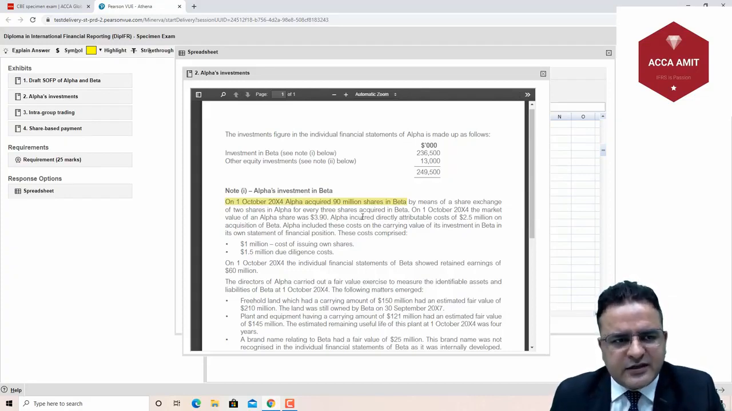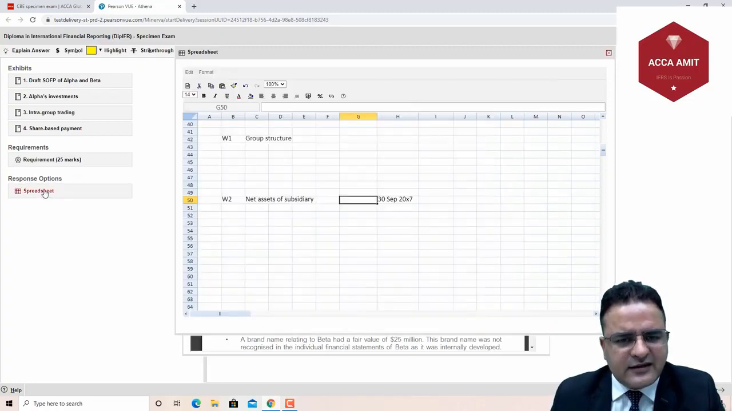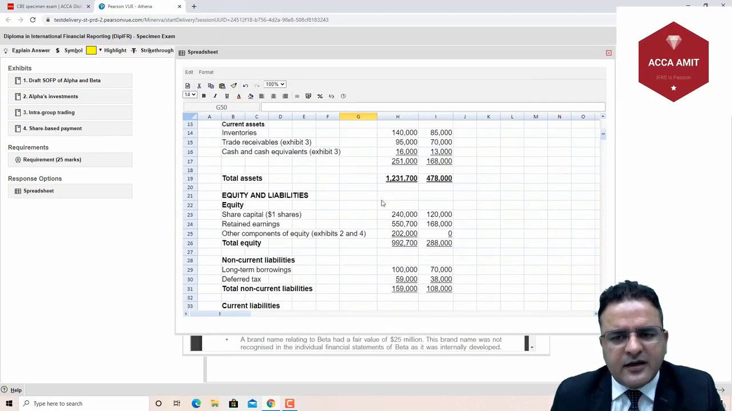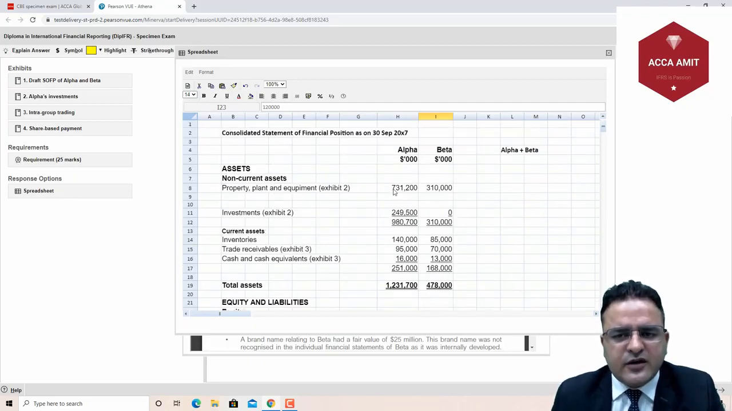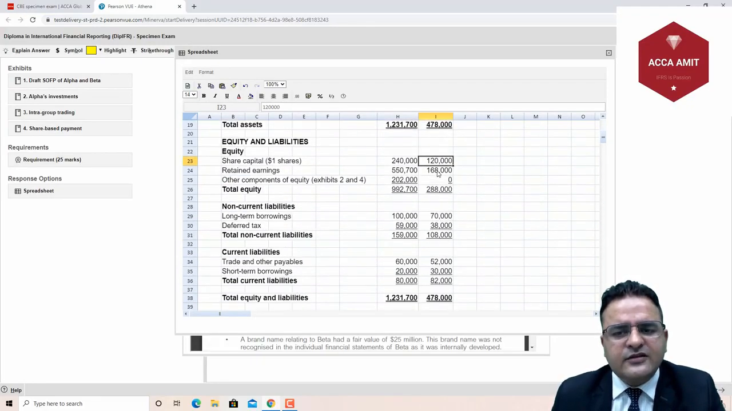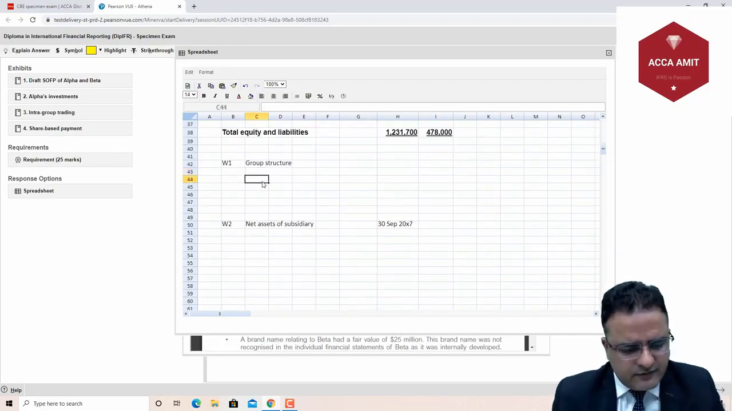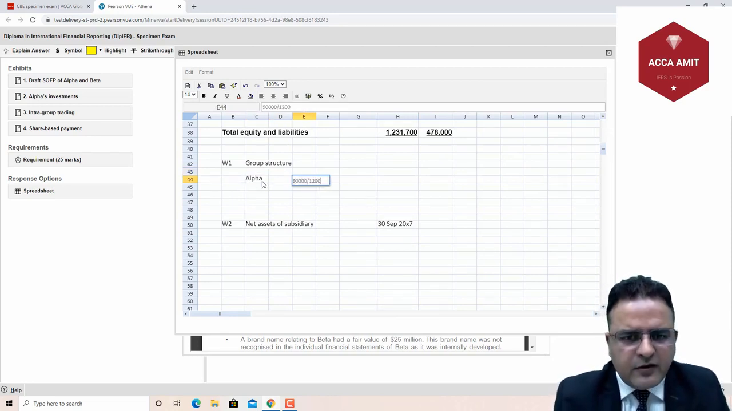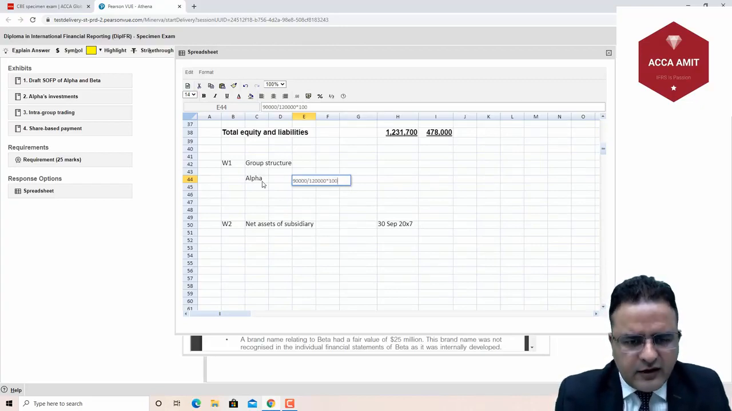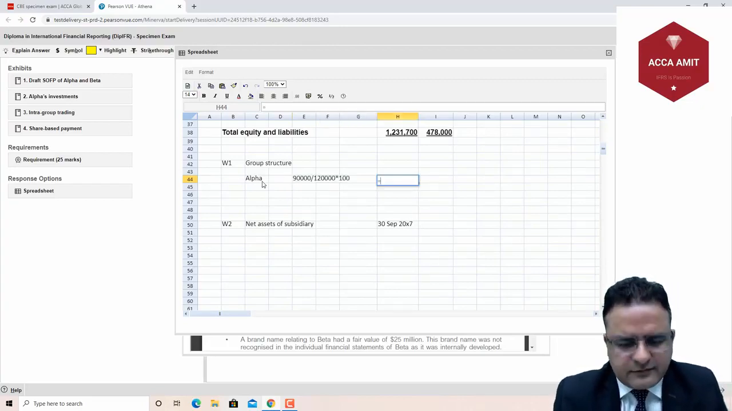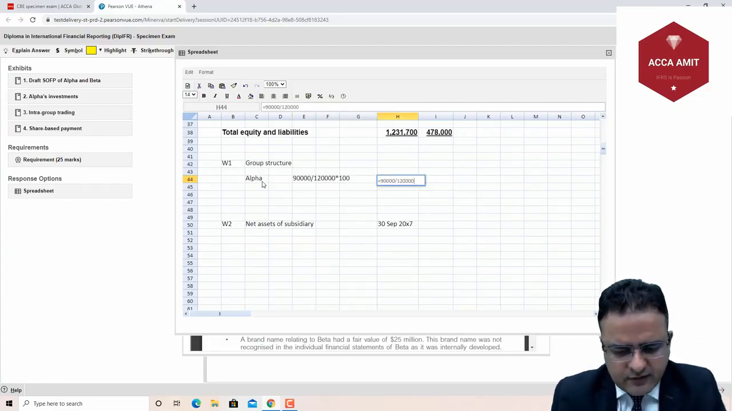And 90 million shares in Beta. When I say 90 million shares in Beta, we can check how many shares there are in Beta's financial statements. There are 120,000 shares. So 90 million here will be 90,000 since we are rounding to 1,000. So 90,000 shares out of 120,000 shares belong to Alpha. So Alpha has acquired 90,000 divided by 120,000 into 100.